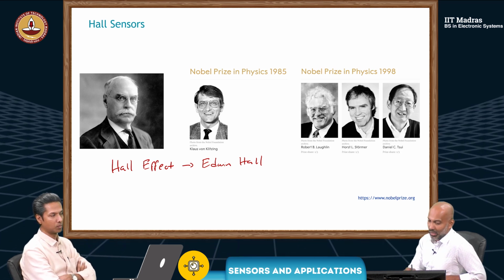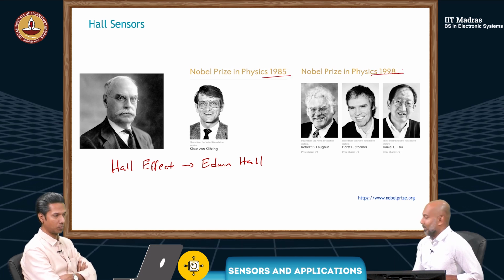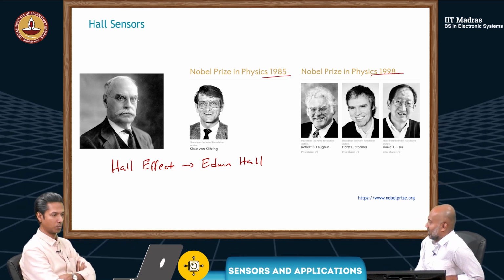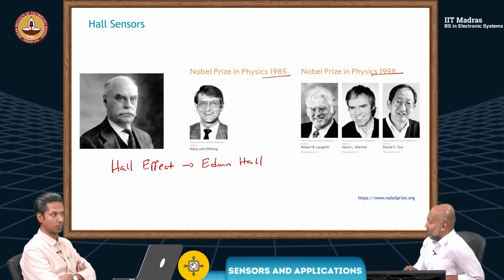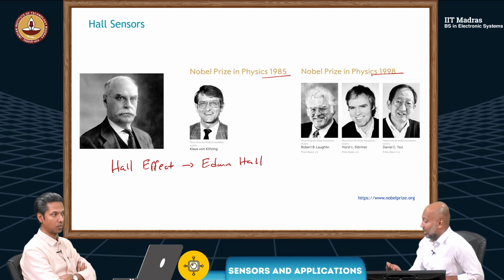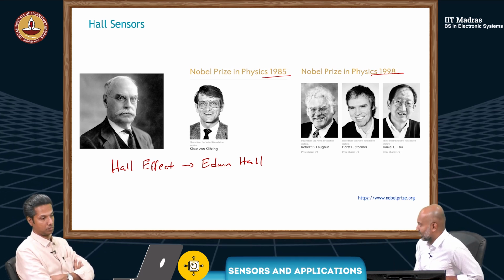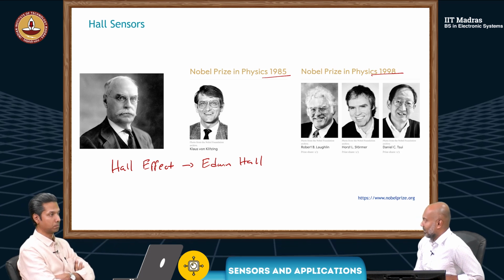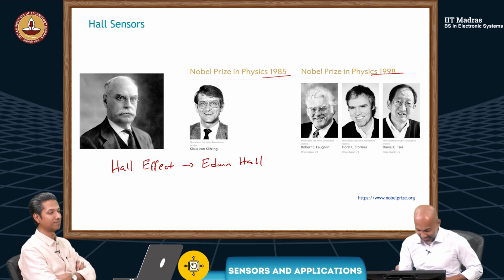However, fast forward to 1985 and 1998, four different physicists won Nobel Prizes for discoveries associated with the Hall effect. Right, so it's a very important principle, and in the Hall sensor we use this principle.